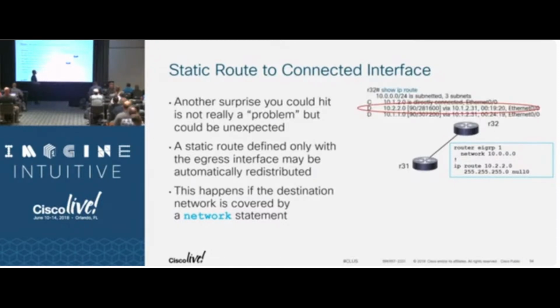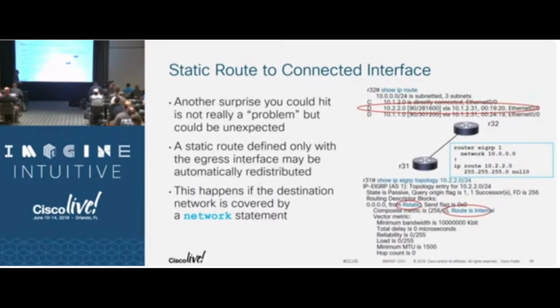So this is how it would look like. The show IP EIGRP topology would tell you that the route is actually coming from a static location.